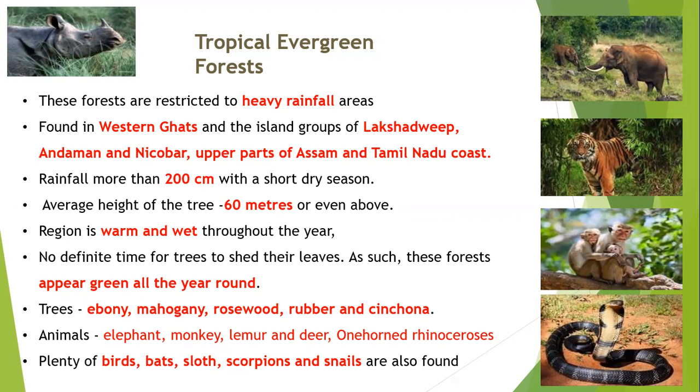The trees are evergreen, and these conditions are found in some parts of Western Ghats and also the island groups and some upper parts of Assam and Tamil Nadu. They are also found on the lower slopes of Himalayas and on the Jaintia, Garo and Khasi hills.